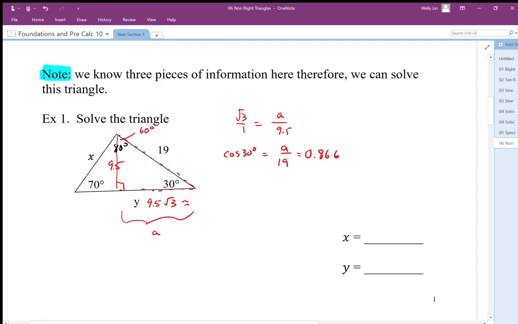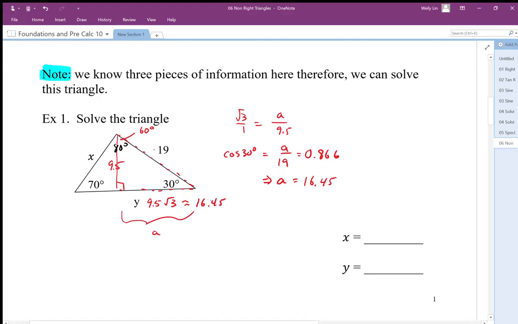0.866. Working out for a is equal to 16.454, so I'm just going to round that to 16.45. So this is approximately 16.45. And again, if you did 9.5 times square root 3, you would get the exact same value. So I've solved this in two ways.